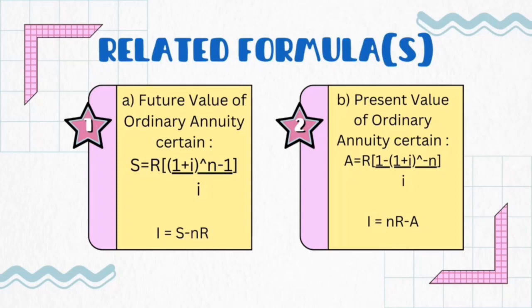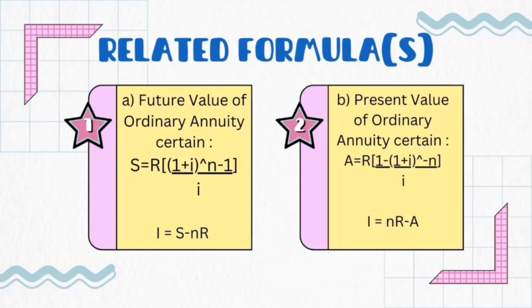S represents the future value of ordinary annuity, R is the regular payment, I is the interest, and n is the number of payments. To find the interest, we must use the formula I = S - nR.